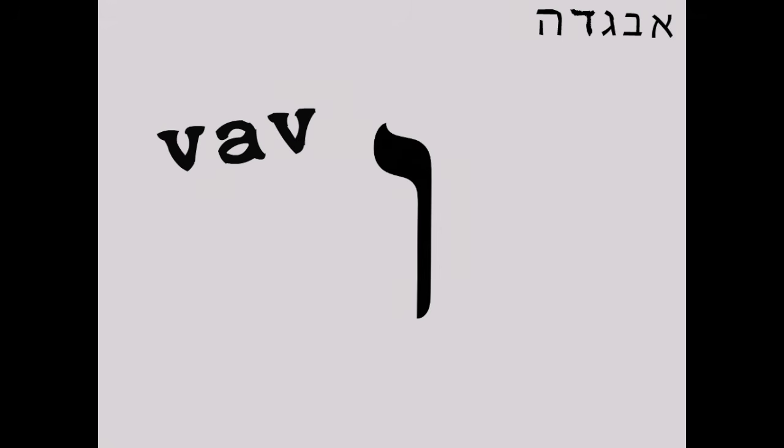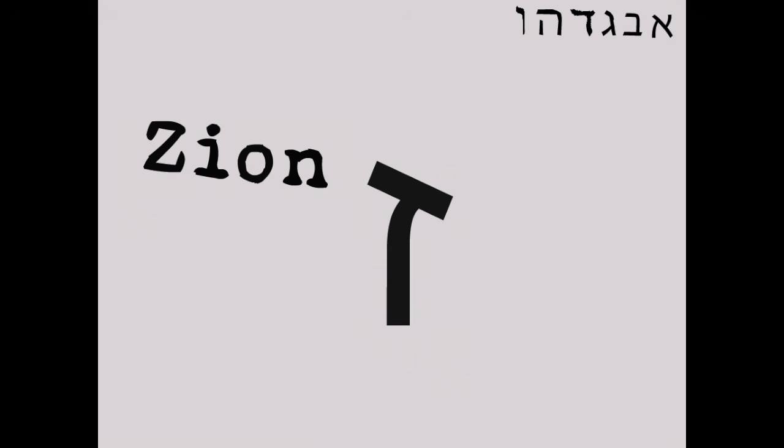Next is Vav. Vav makes a V sound, as in verse, though historically this letter was also called Wav, and it made a W-like sound. For our purposes here, we're going to make the V sound and call it a Vav. The next letter is Zayin. Zayin makes a Z sound, as in the word zigzag.